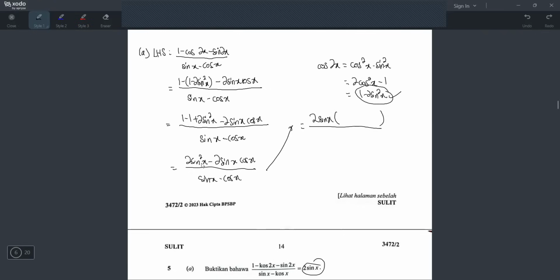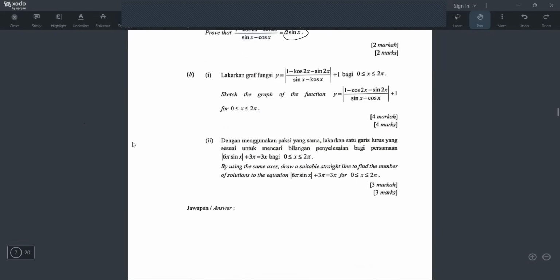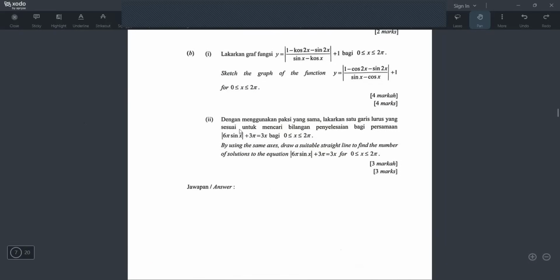What happens if you take out 2 sine x? What's left here? Sine x, because sine square means sine x times sine x, so when you take out one sine x, there should be another sine x left. And then 2 sine x cos x, I take out the 2 sine x, so I'm left with minus cos x. And then the bottom is sine x minus cos x. Now you see you can cancel, you're left with 2 sine x, which is exactly the right hand side. Since I already changed the left hand side to the right hand side, now I can write the word proven, because they want me to prove. That's how you do a proving question. So 2 marks for this, and then the graph part is worth like 7 marks.